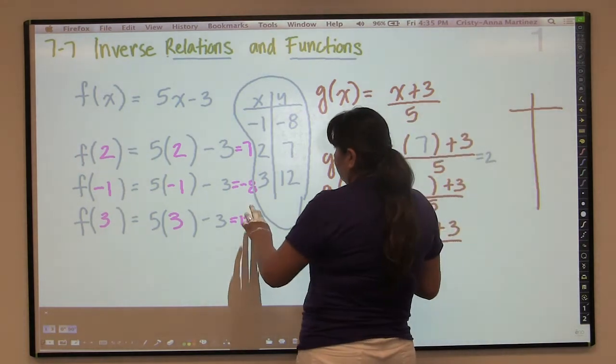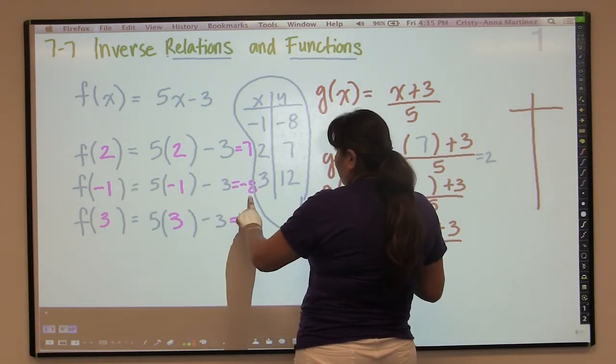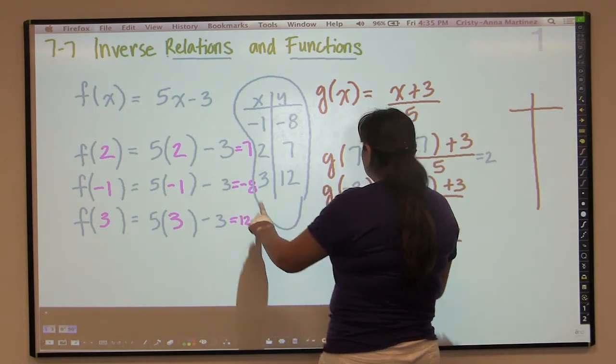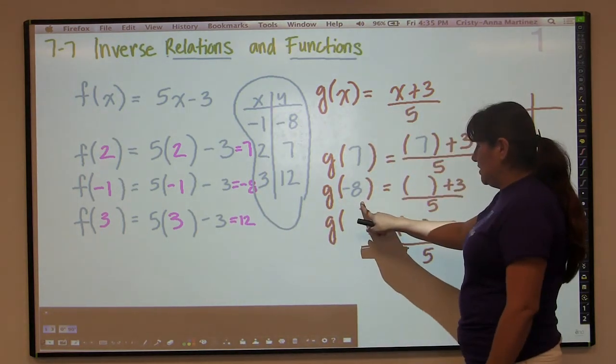And we can do it again. In this case, when I put in a negative 1, I got a negative 8. So now I'm going to put negative 8 into the undo machine.